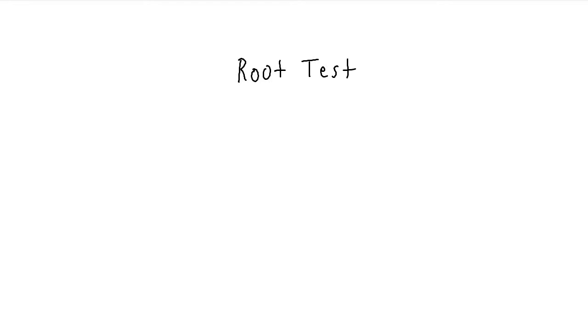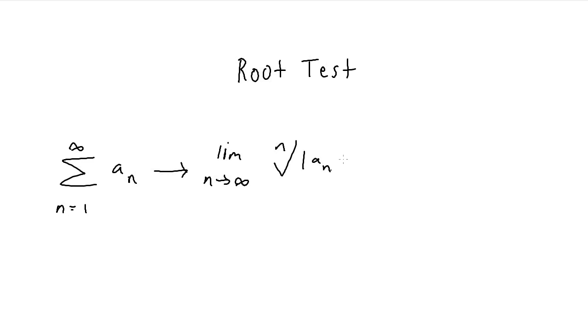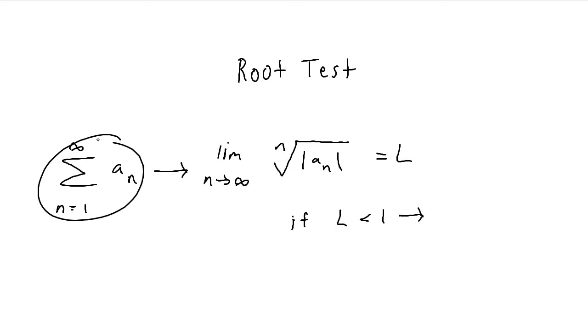So let's take a look at the root test now. So the formula for the root test, let's say we have the series from n equals 1 to infinity of a sub n. What we can do with the root test is set the limit as n approaches infinity of the nth root of the absolute value of a sub n, and let's say that limit is equal to a value L. Now the root test is very similar to the ratio test in that if L is less than 1, like the ratio test, the series of a sub n will converge and is absolutely convergent.